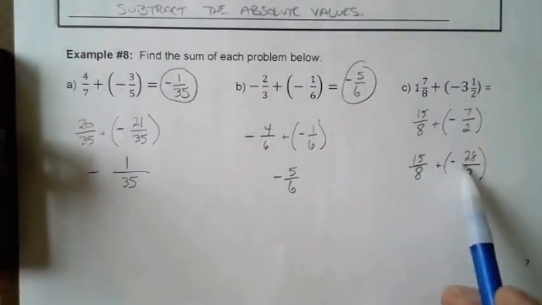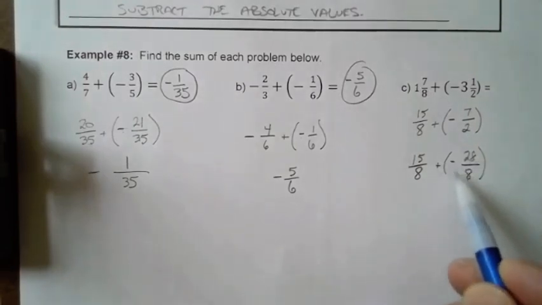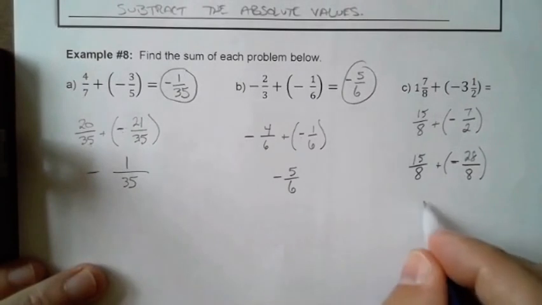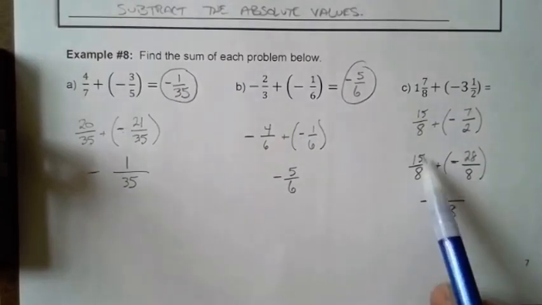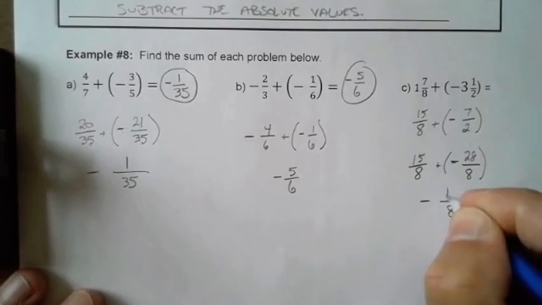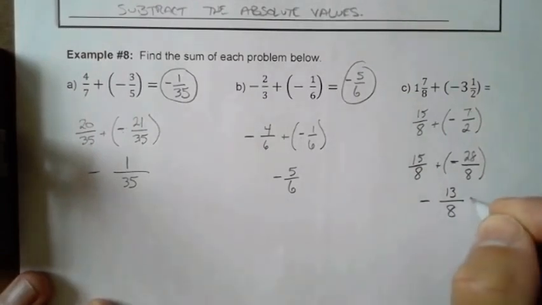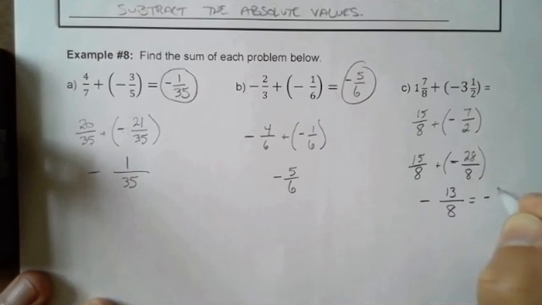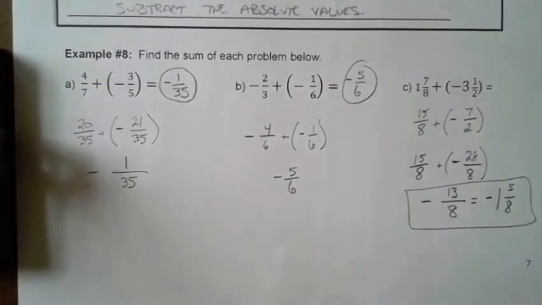Now I see that they have different signs. Which sign is our answer going to be? -28/8 has the bigger absolute value, so my answer is going to be negative something over 8. Now let's subtract the absolute values. 28/8 minus 15/8 is 13/8. We could leave our answer like that, -13/8, which is in simplest form, or we can make it a mixed number again, -1 5/8, since 8 goes into 13 once with 5/8 left over. Either one of those answers would be acceptable.